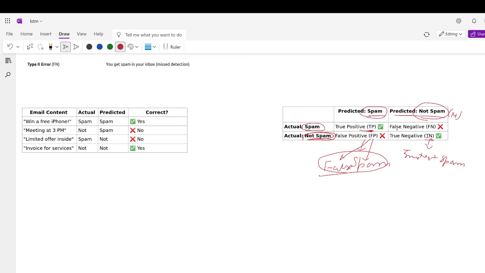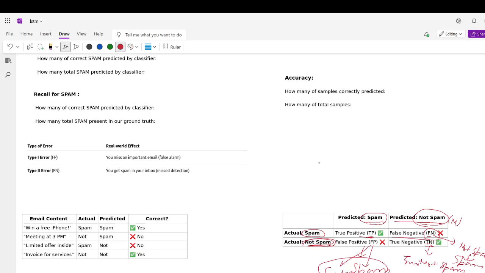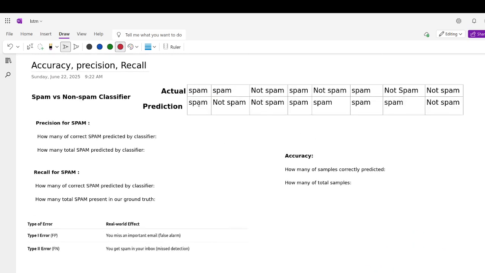The same goes for the false negative. Here you predicted not spam, but actually it was wrong. It was spam, but you predicted not spam. Okay, I guess this much is clear. Let's see some real examples. Let's suppose we have some samples of data.